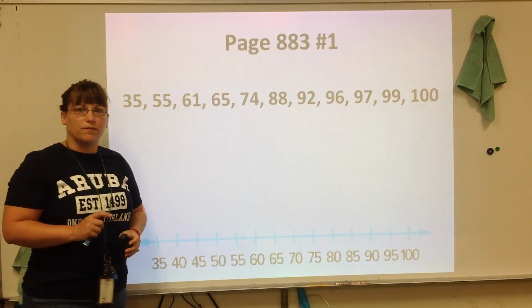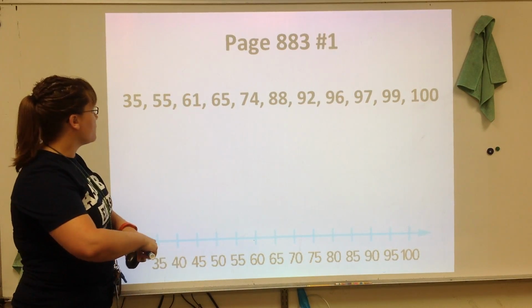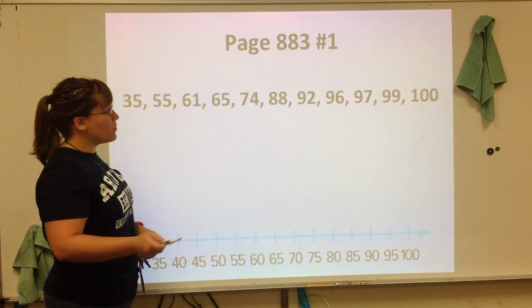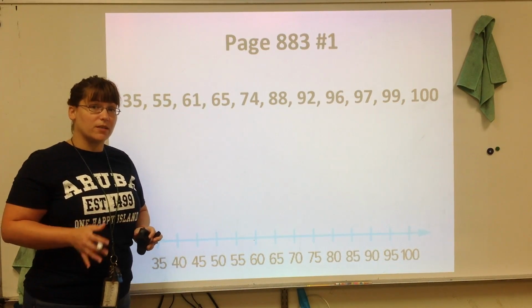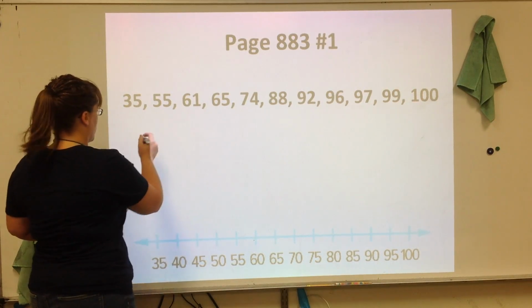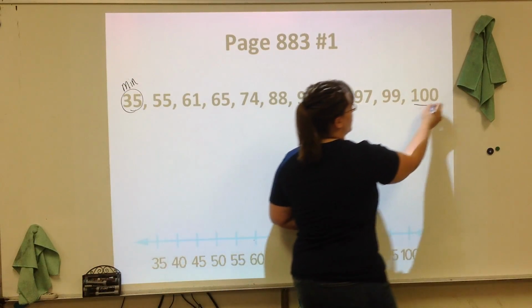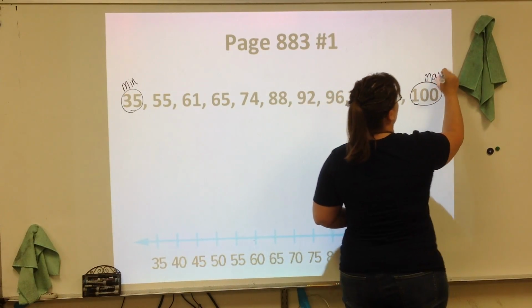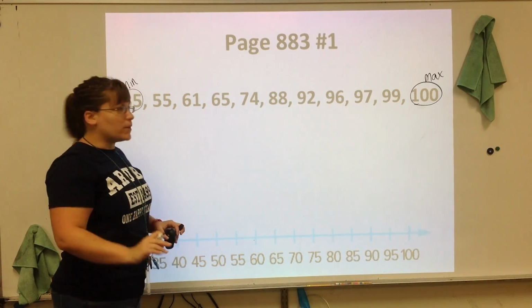So here is the first example you were supposed to try, page 883, number 1. First thing is to put them all in order. I've already done that. Now we need to find our 5 pieces, our 5 numbers. So the first one is going to be the minimum and the maximum. Just going to label it right on the numbers. You can chart it out separately on the side too.